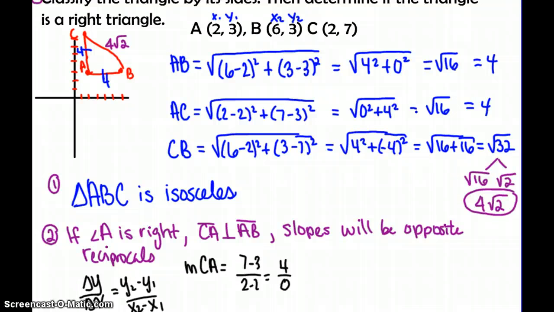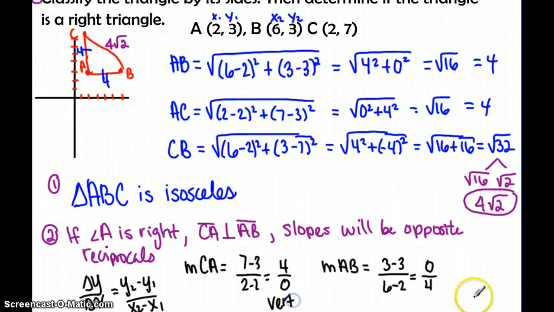So if it is a vertical line for this one, I want to make sure that the slope of AB is a horizontal line, which would mean it'd have a slope of 0. So AB, the slope, change in y, so 3 minus 3, over 6 minus 2. So I have a slope of 0 over 4. So this is a vertical line. This is a horizontal line.